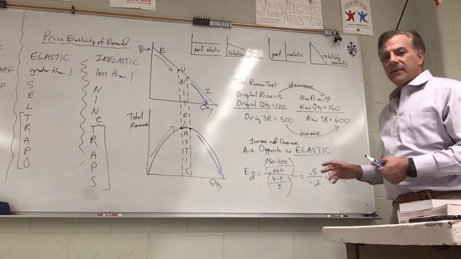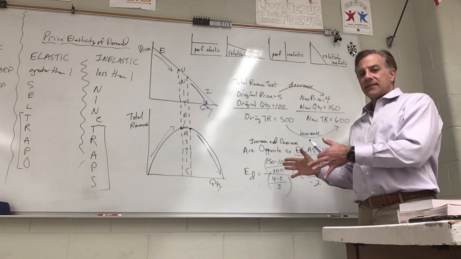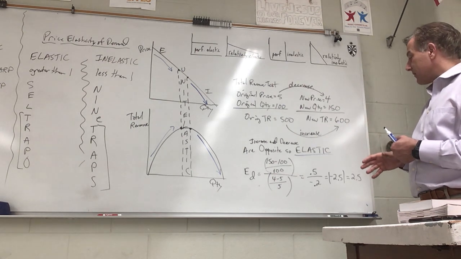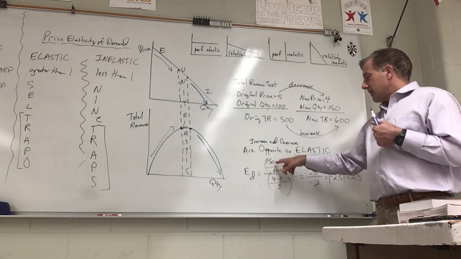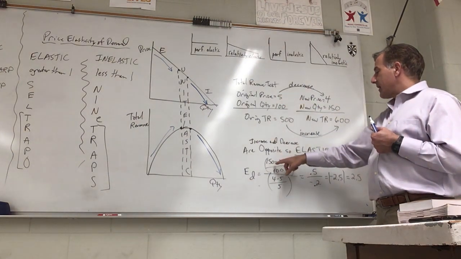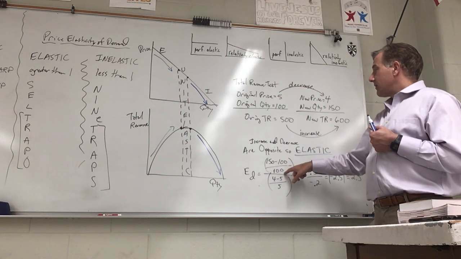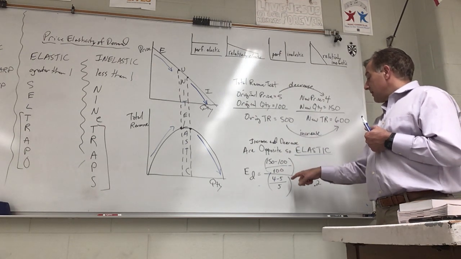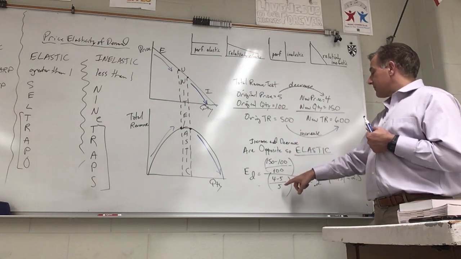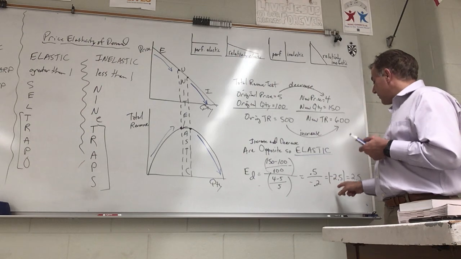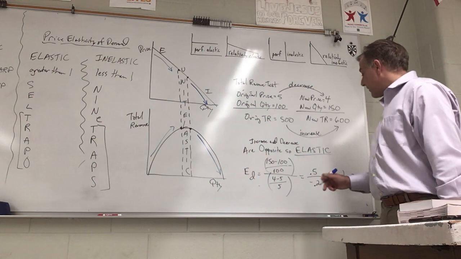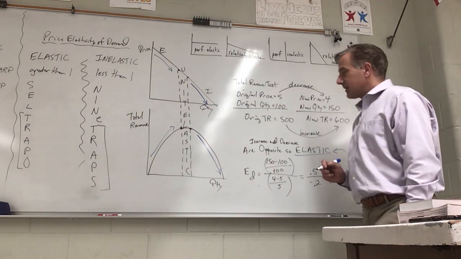To do the actual formula, there will be one problem on this, on the test. So you need to know how to do it. You're going to have to actually calculate the value. So we use these quantities. So remember, it's always quantity on top. 150 minus 100 over the original quantity of 100. And then 4 minus 5 over the original price of 5. I get 0.5 over negative 0.2. Negative 2.5 is the value. Take the absolute value, it is 2.5. That is also elastic. All right.